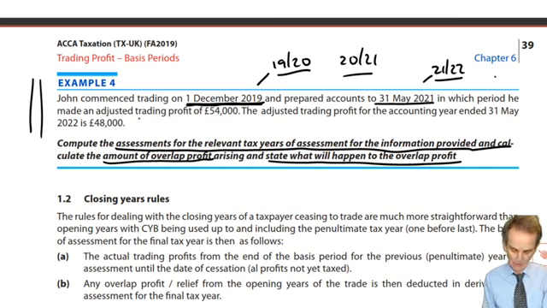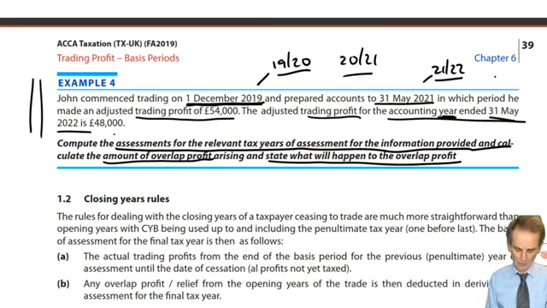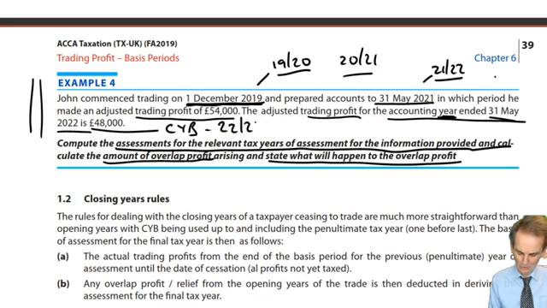The period of profit, it's a trading profit of £54,000, and then we've got an adjusted trading profit for the accounting year ended 31st of May 22. First time you have an accounting year, first time you can use CYB. Year ended 31st of May 22. What tax year does that end in, allowing you to use CYB? That will be the 22-23 tax year. So first year actual, that year is the fourth year, CYB.